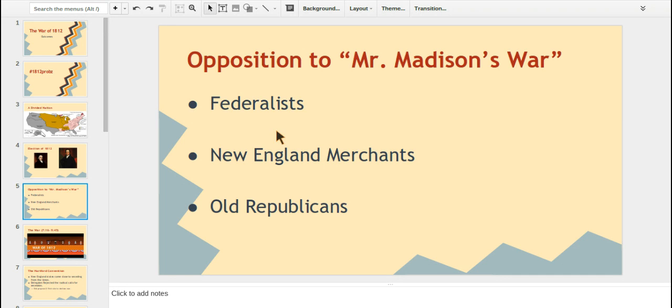There was the Federalists who were against it, obviously because Madison was a Republican. The old Republicans, because they didn't feel like he was strictly following the constitutional guidelines of a small central government. And the New England merchants who were enjoying their trade with Europe even despite the blockades.